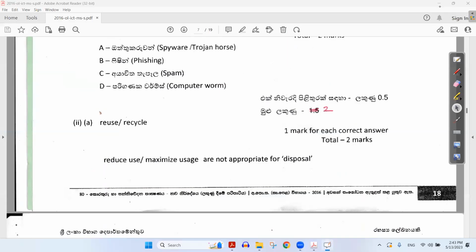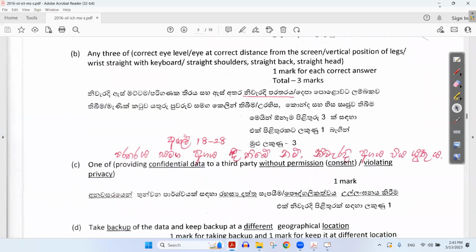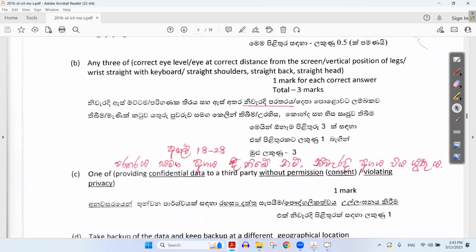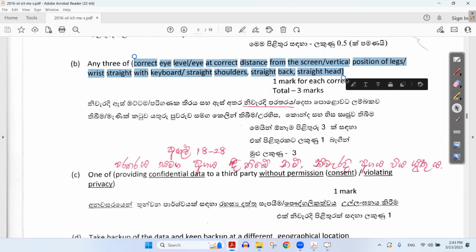I'll go with the marking scheme. So any of these things. Correct eye level, these kind of things can be taken. So any 3 of these things. If you got any alternative answers, just let me know, people, through the chat. So I will tell you whether it is a correct one or not. They have recommended you these answers, so if you got it, no doubt you can have the marks.